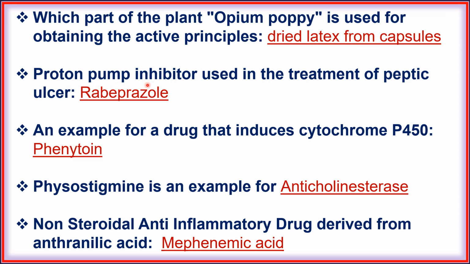Next, proton pump inhibitor used in the treatment of peptic ulcer is rabeprazole. Next, an example for a drug that induces cytochrome P450 is phenytoin. Next, physostigmine is an example for anticholinesterase. Next, non-steroidal anti-inflammatory drug derived from anthranilic acid is mefenamic acid.